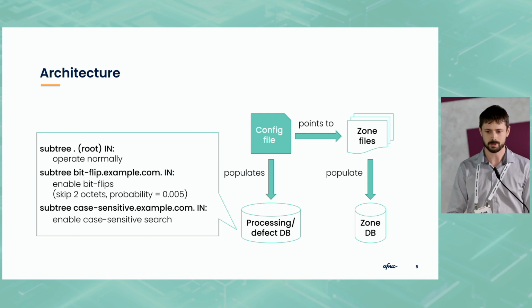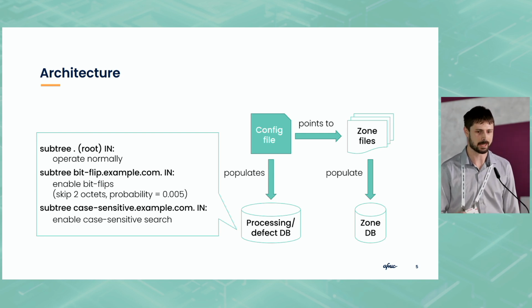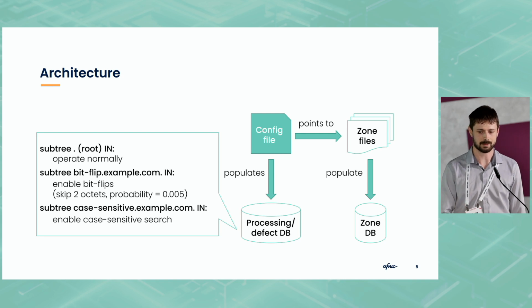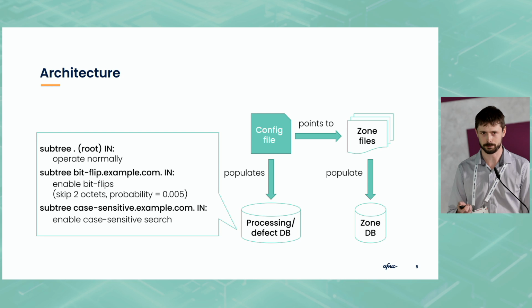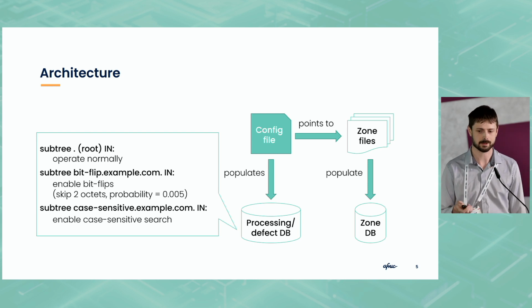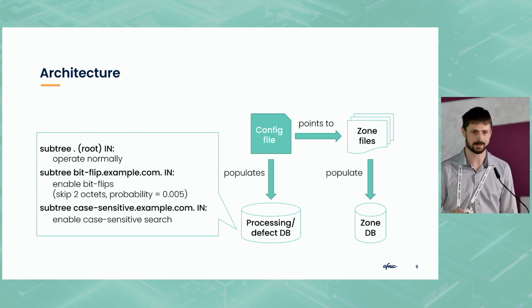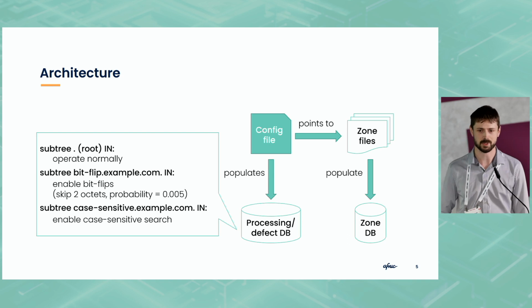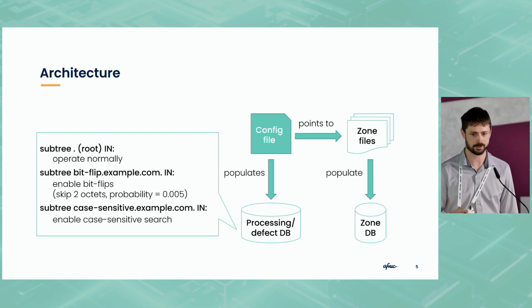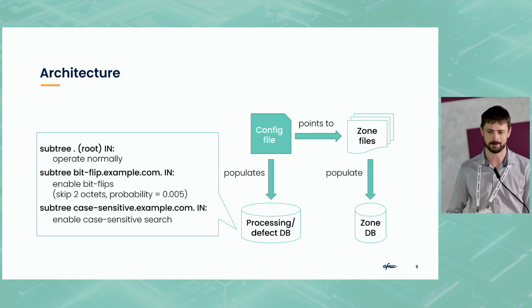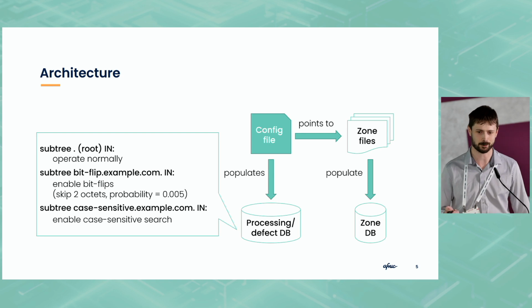These two databases are structured in a way that I can have one zone file, but have different configurations for particular subtrees inside the same zone file. So this gives me the granularity I need, for example, breaking just one resource record, or just a subtree, or a whole zone, or the default processing even.